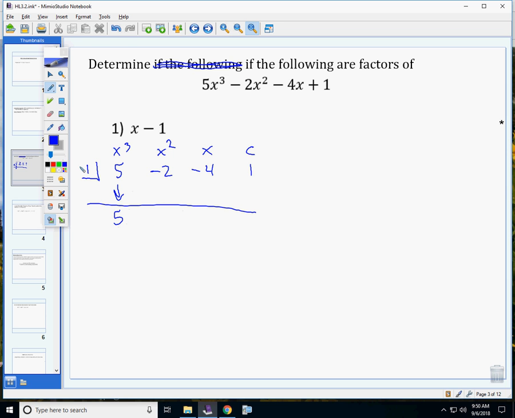First number drops. Multiply the 1 by the 5, that's 5, and then we add these things together, we get 3. So 1 times 3 is 3, add these together, you get negative 1. 1 times negative 1 is negative 1, add these together, you get 0. Since we got 0 as our remainder, x minus 1 is a factor of this polynomial. So we would write the answer as x minus 1, and then we have 5x squared plus 3x minus 1 as our other polynomial.